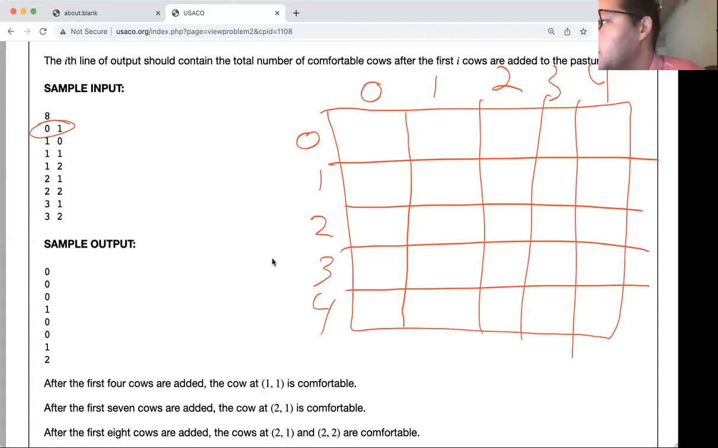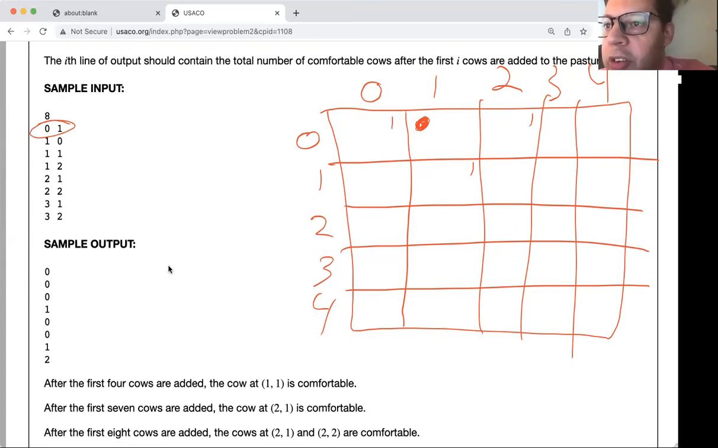Let me see if I can move this down a little bit. There we go. Okay, for row 0, column 1, I'm going to put a cow here. I'll represent that with a dot. And that means now I have a neighbor here, 1 neighbor here, 1 neighbor here, 1 neighbor here. 0, 0 has a neighbor, 0, 2 has a neighbor, 1, 1 has a neighbor.